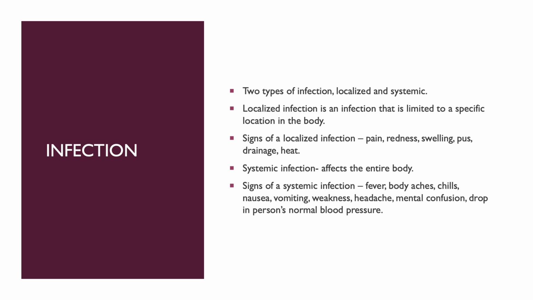Now, a systemic infection is something that affects the entire body. Some signs and symptoms of a systemic infection would be things like fever, body aches, chills, nausea, vomiting, weakness, headache, mental confusion, and a drop in a person's normal blood pressure. An example of a systemic infection would be something like sepsis, or somebody going septic.